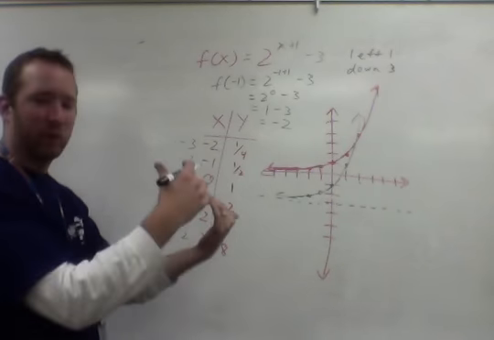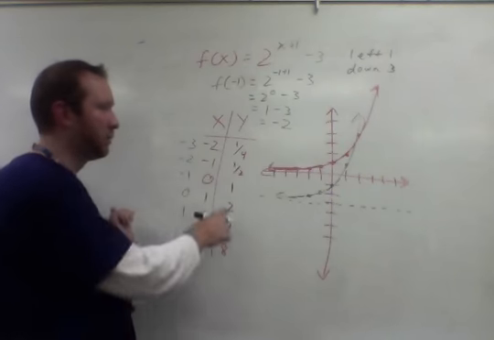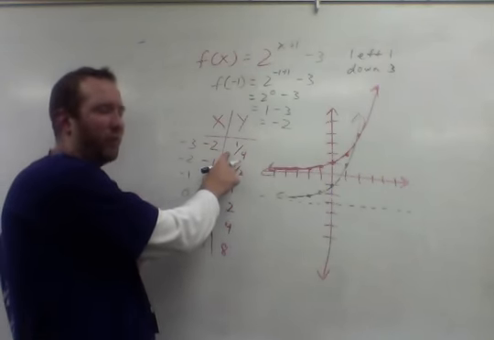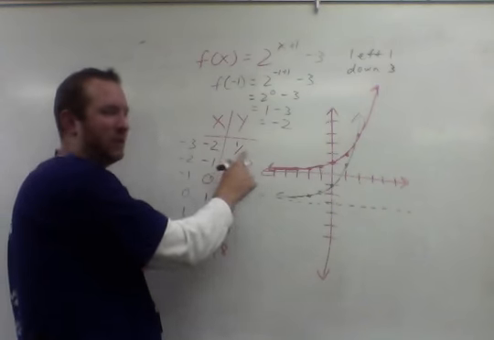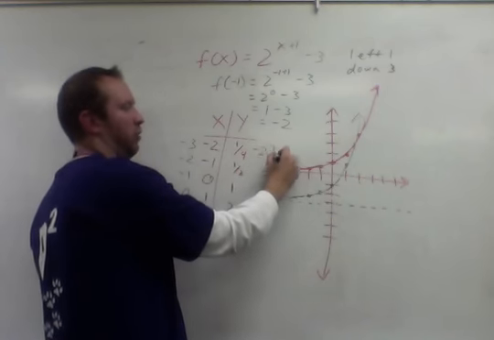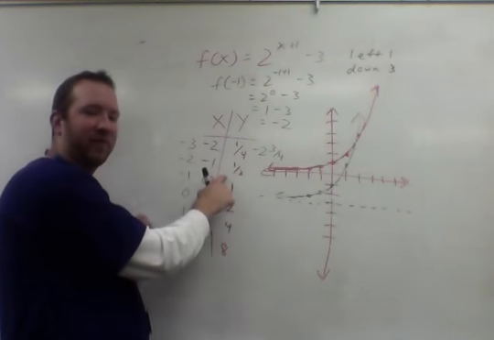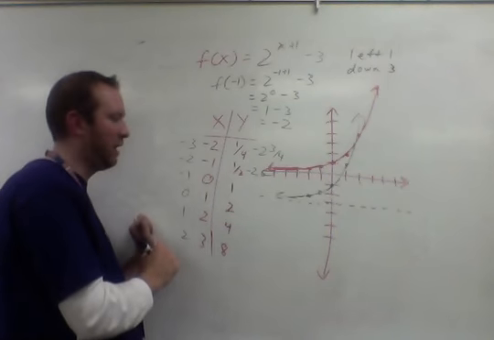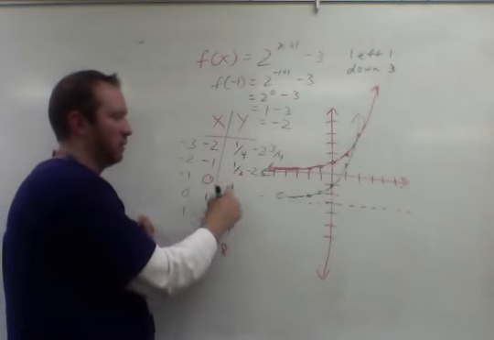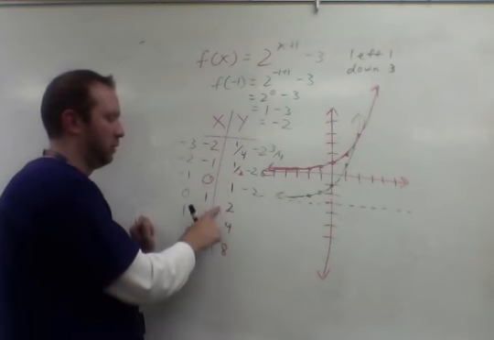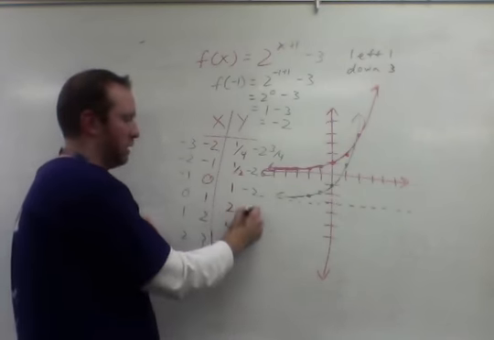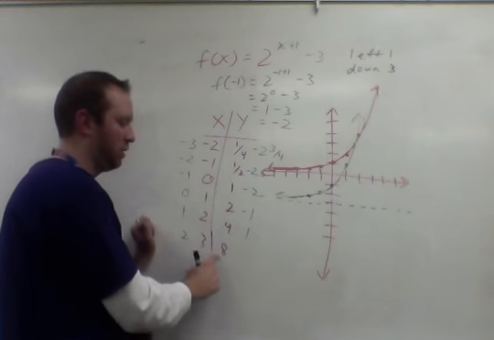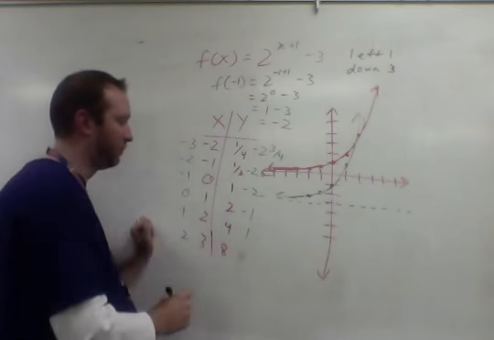And then down 3 would be subtracting 3 from the y's. So 1/4 gets a little trickier with fractions. 1/4 minus 3 is -2 3/4. 1/2 minus 3 is -2 1/2, or -2.5. 1 minus 3, -2. 2 minus 3, -1. 4 minus 3, 1. 8 minus 3, 5.